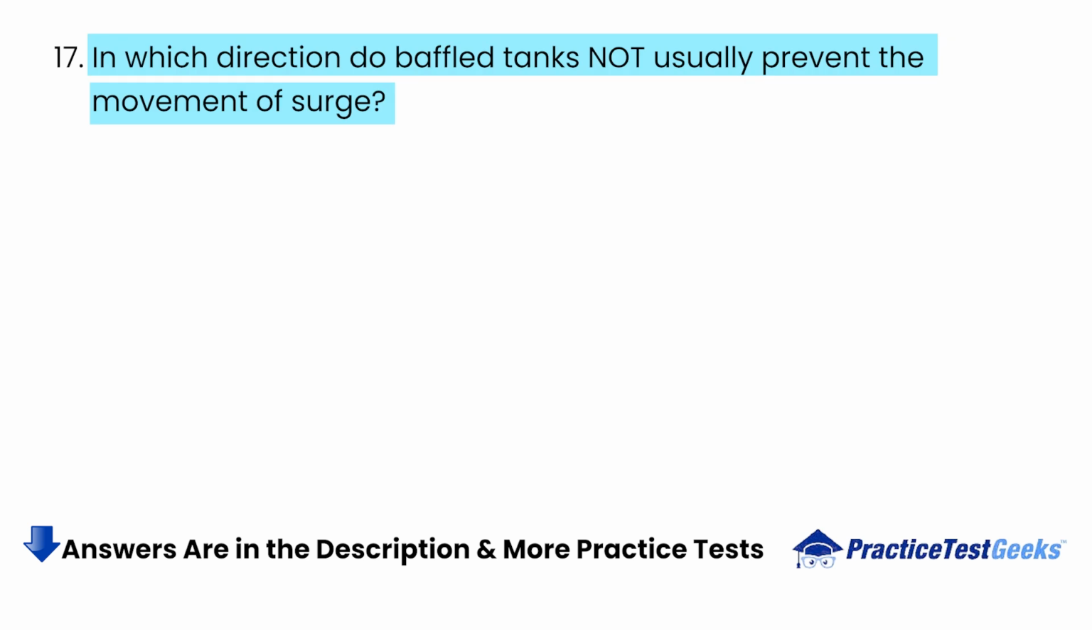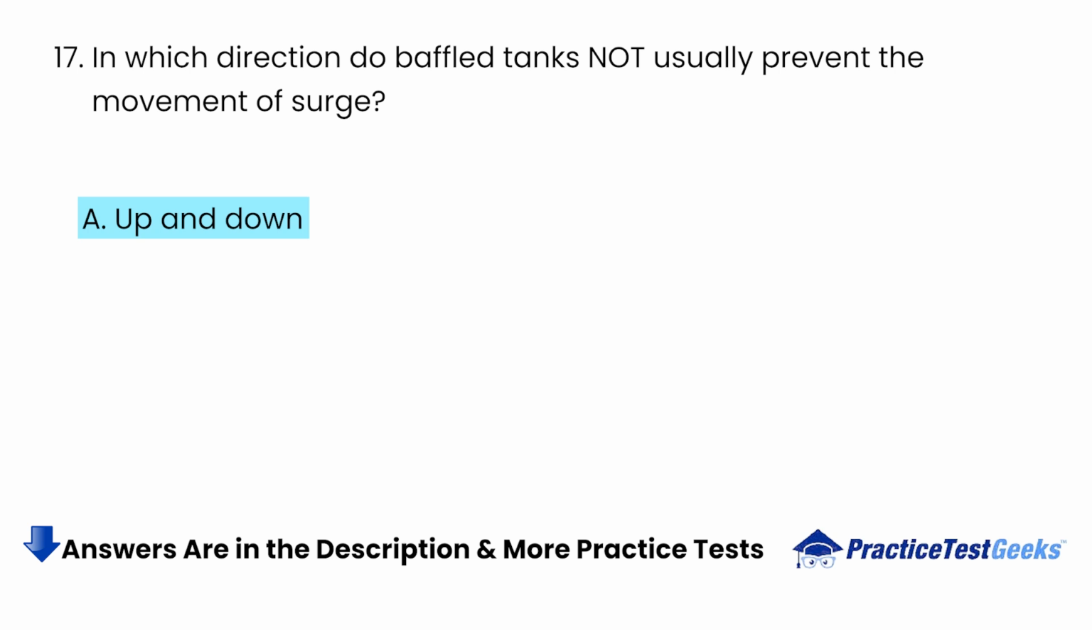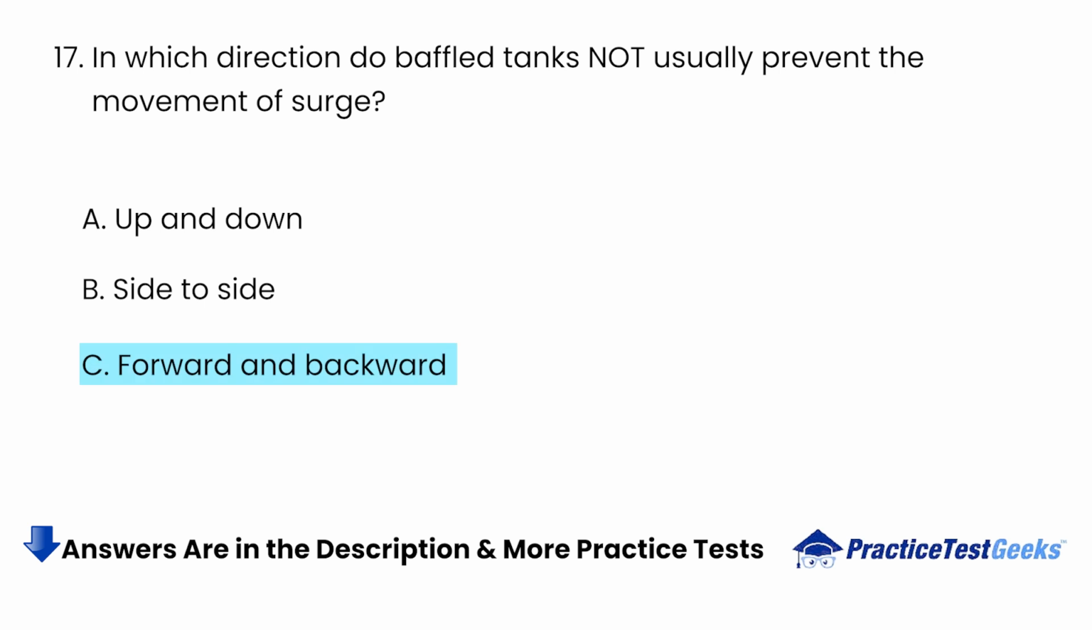In which direction do baffled tanks not usually prevent the movement of surge? A. Up and down. B. Side to side. C. Forward and backward. D. All of the above.